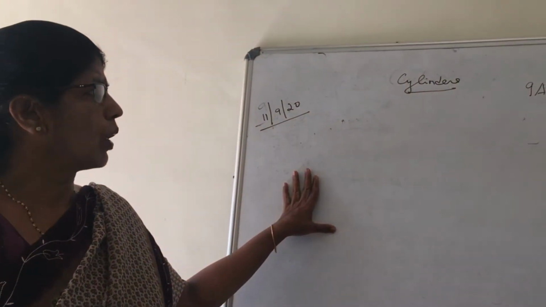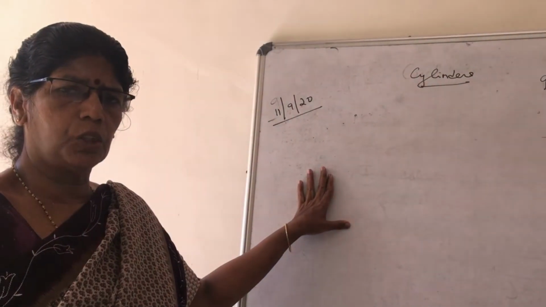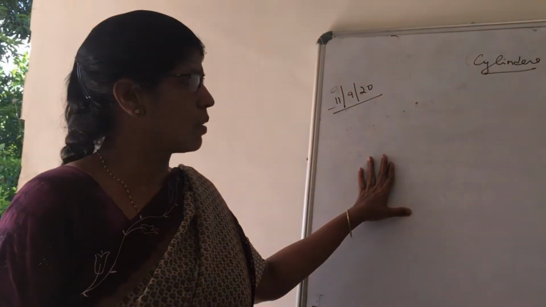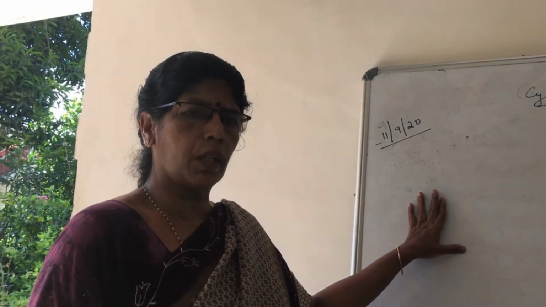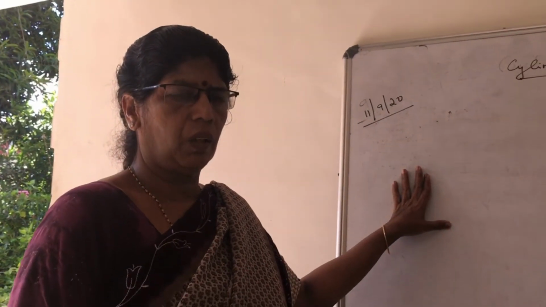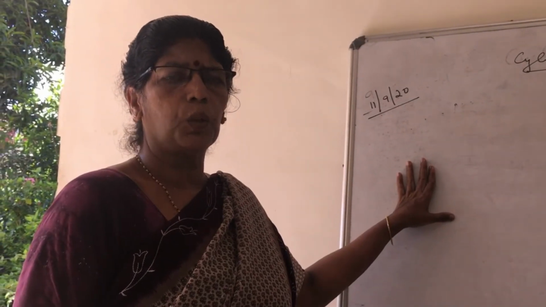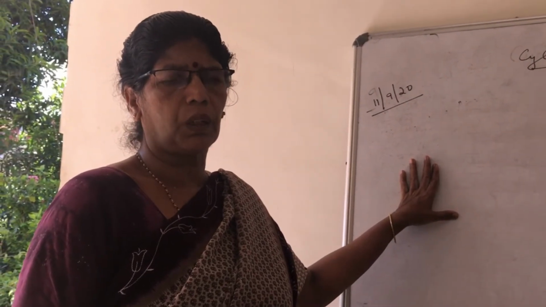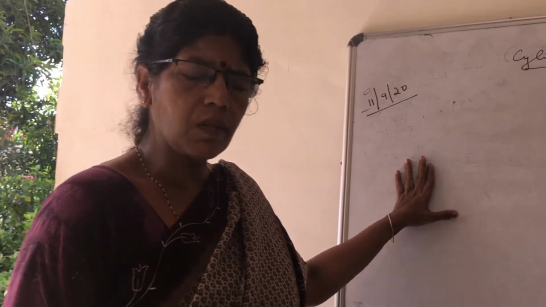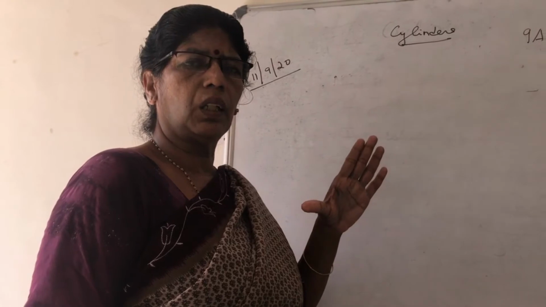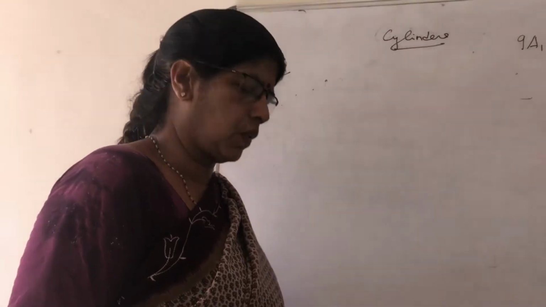What is the formula for LSA of the cylinder? 2 pi r h. TSA is 2 pi r into (h plus r). Volume is equal to pi r square h. Learn the formulas, children. If you learn the formulas, you can learn the topic in an easy manner. The topic will be easy for you and everything will be retained in your mind, provided you learn your formulas.